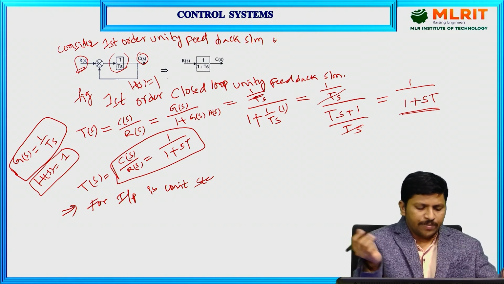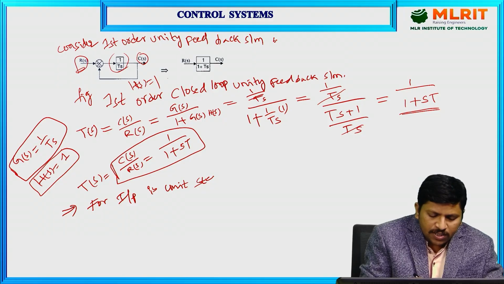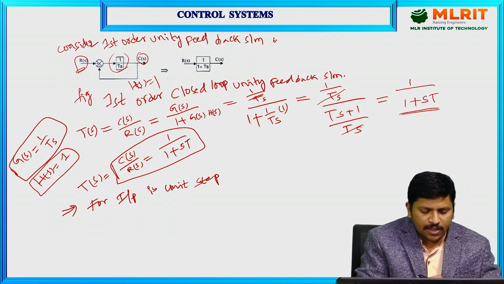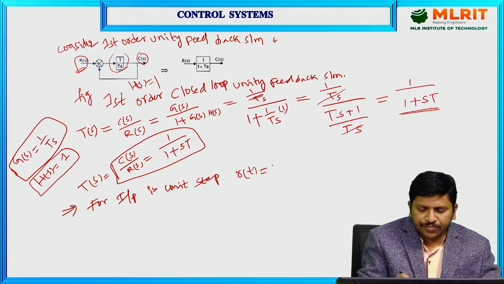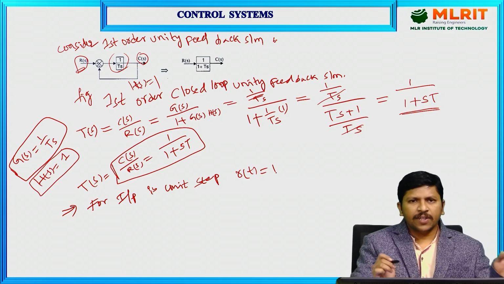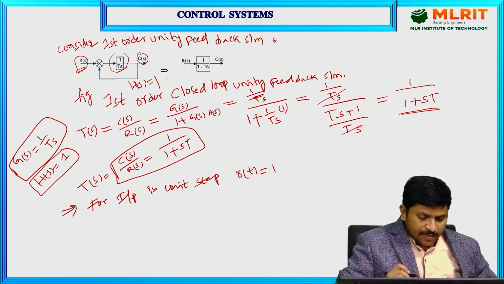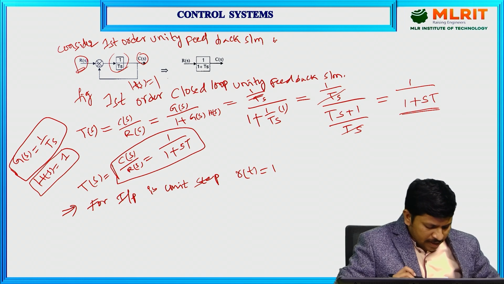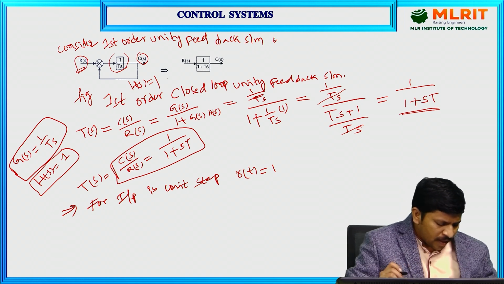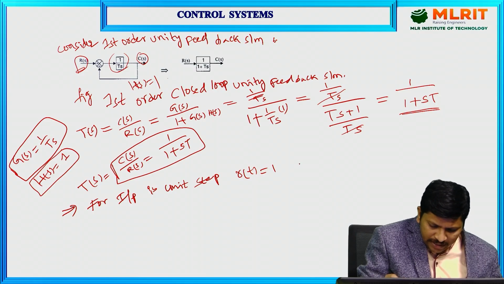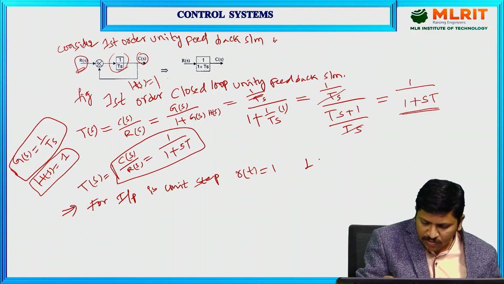Sorry. The input is a unit step input. So consider the unit step input, R of t equals 1. After applying the Laplace transform to R of t equals 1, we get the Laplace transform of R of t.